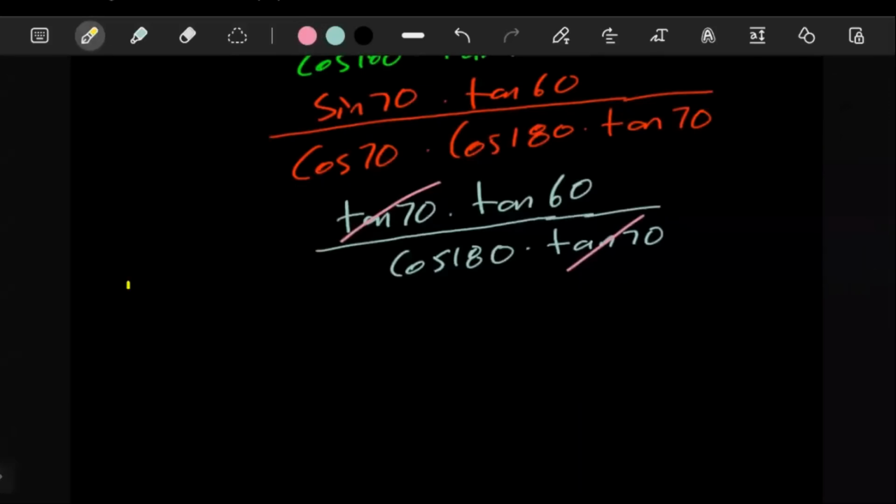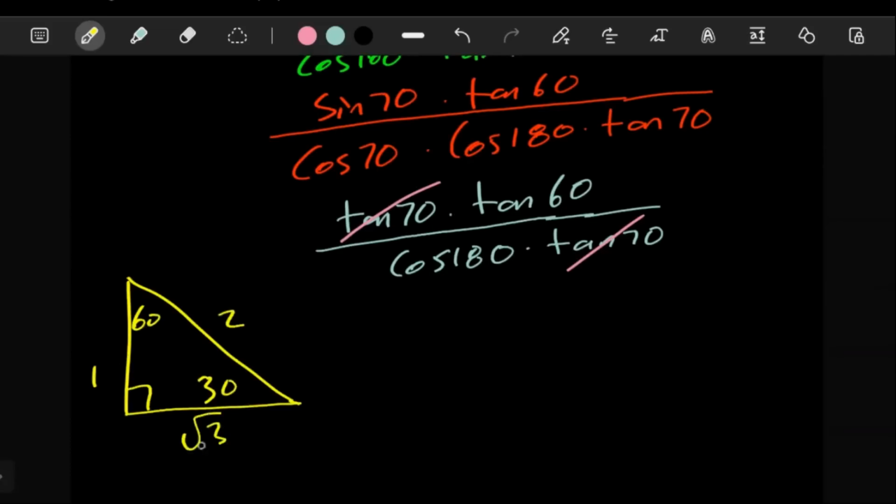Because remember, in your 30-60 triangle, this is what you have. 30, 60, 1, 2, square root of 3. So tan 60 is like what? Opposite over adjacent. Opposite over adjacent. So this is square root of 3. At the bottom here, this is -1. So therefore, negative square root of 3 is your answer. We did it, it was nice. Now we move on.